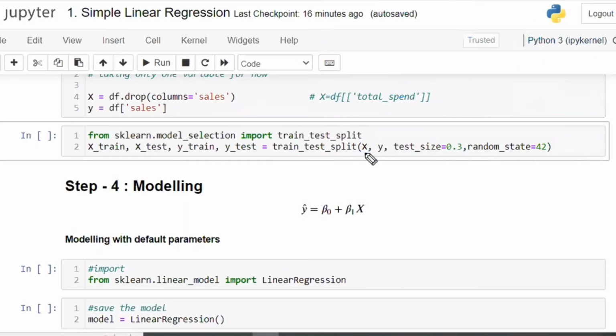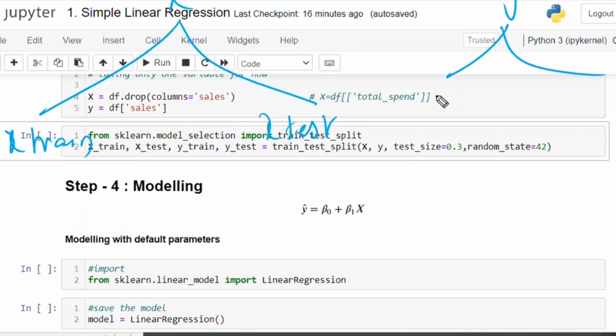So now what I'm going to do is divide the X data into two parts, and the Y data also into two parts. Write in your notes clearly: the X part is divided into two parts, which are called X train and X test. The Y part is divided into two parts: Y train and Y test. First part is training and second part is testing.